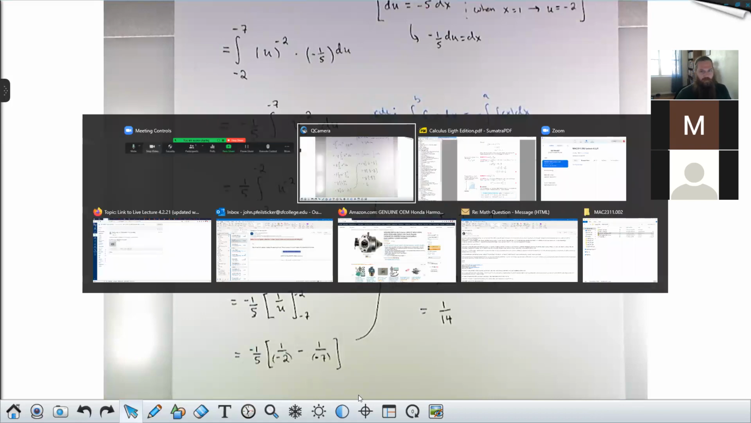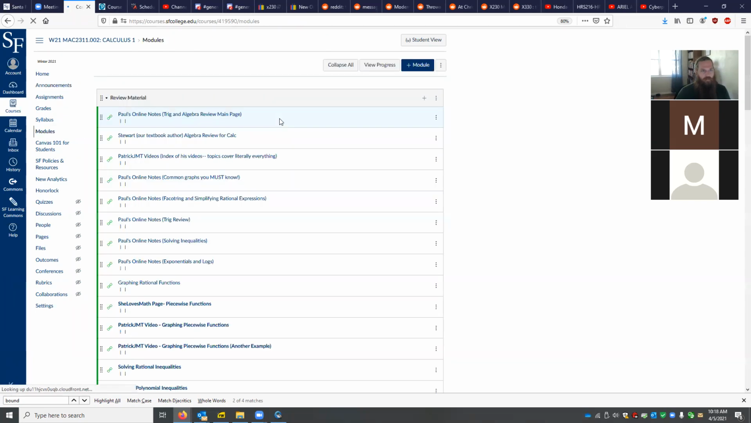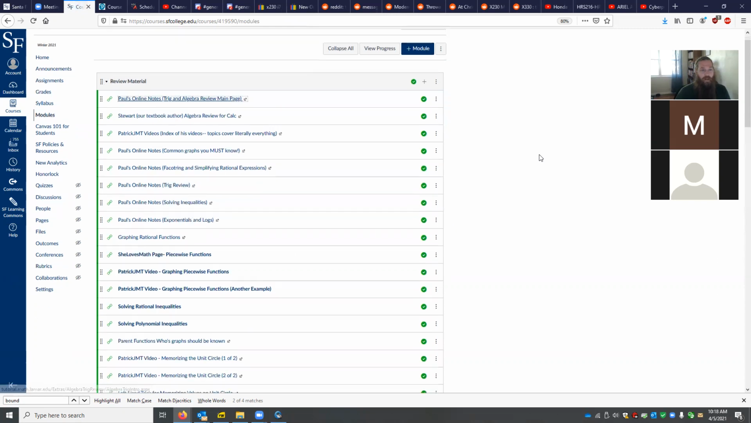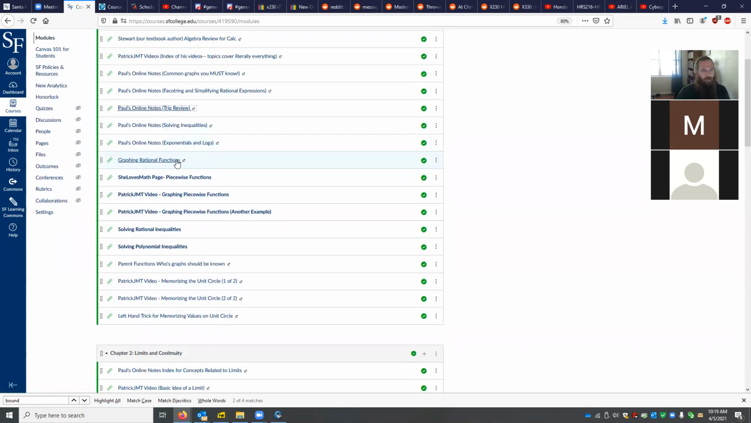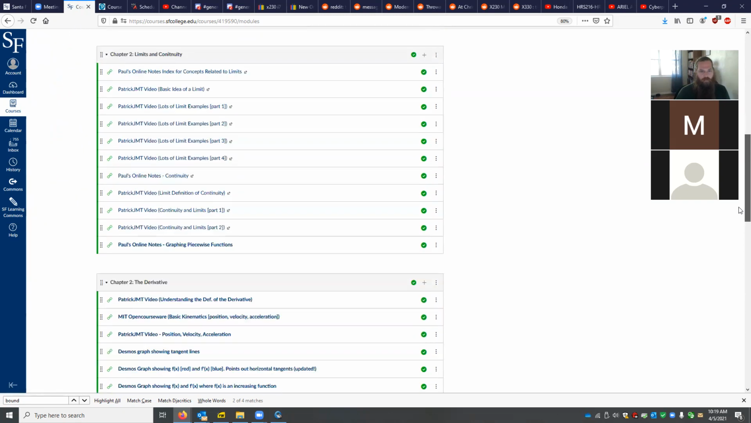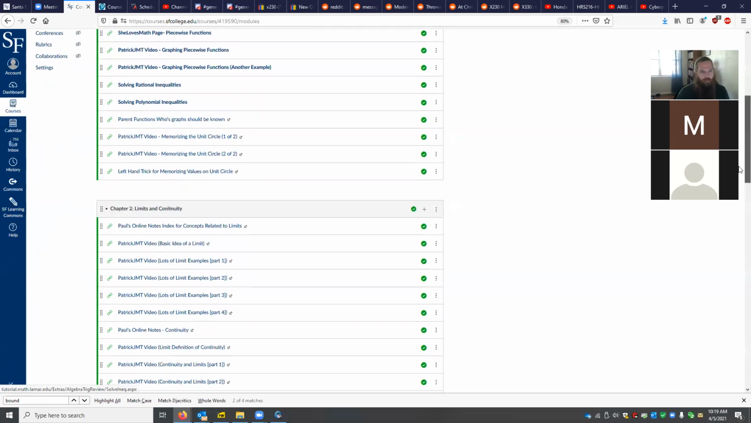Before I move to this last definite integral example for today, I want to show you something that I added to your modules last week. If you come into the modules, in case you've forgotten, there's lots of stuff here to help you out. Lots of links to websites, videos, all sorts of things. You want to know, how do I graph a rational function? How do I graph piecewise functions? How do I get good at solving inequalities? I forget how to use the chain rule. Oh, here's some examples. I forget what the graphs of f and f prime look like.